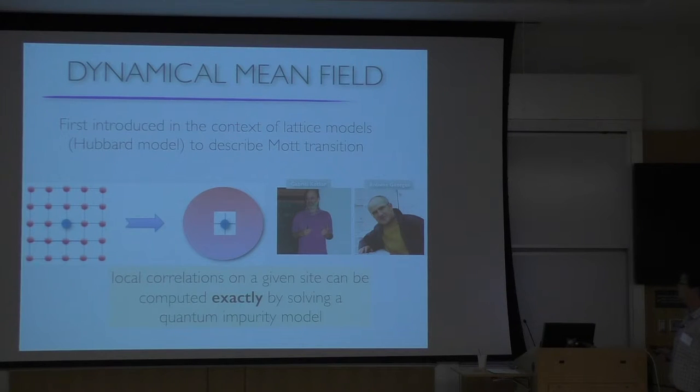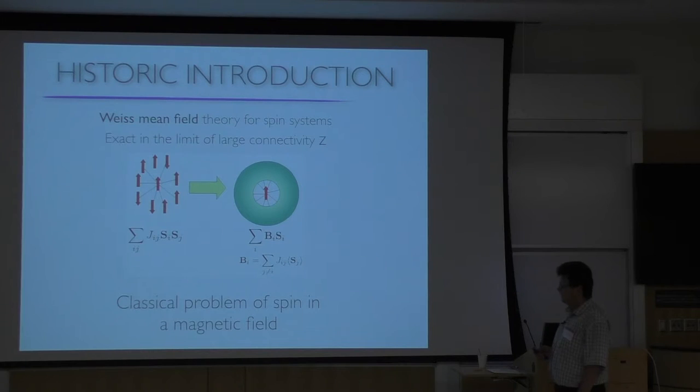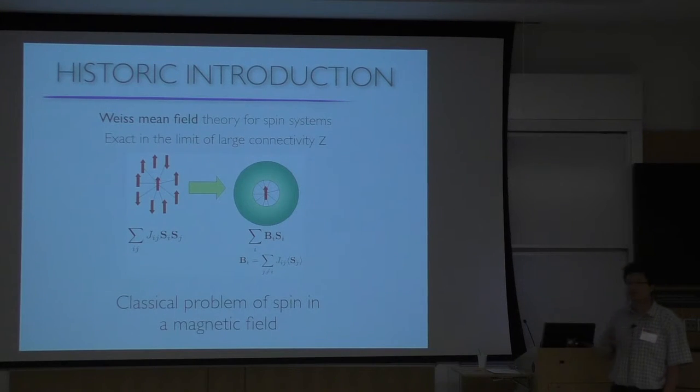of Gabi Kotliar and Antoine Georges, when they realized that local correlations on a given site can be calculated exactly. So that's their big contribution. Local correlations on a given site can be calculated exactly by mapping the lattice problem into a problem of a quantum impurity. Now, I will first give a very brief historic introduction of how this was derived, but I'm not going to derive it. We're going to later on see this in functional language.